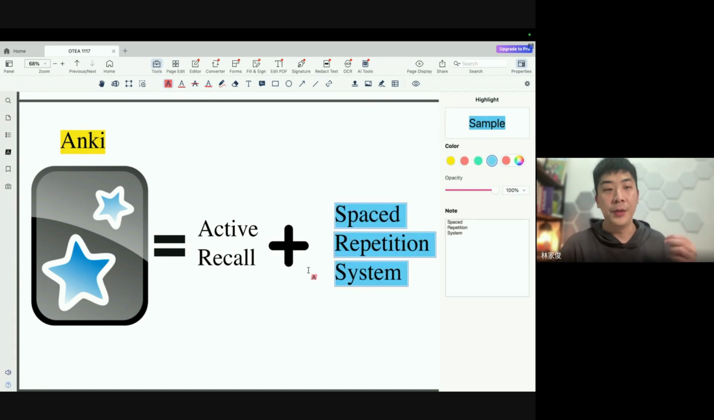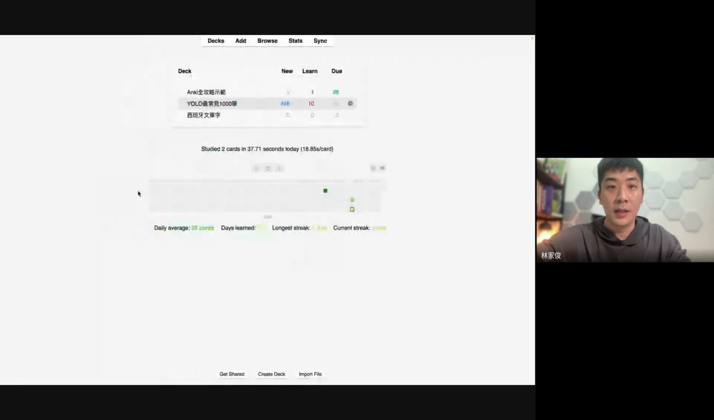So when you're about to forget the information, Anki will present the information to you for you to perform active recall. Okay, here is the surface of Anki. And I just press 1. Okay, if I press study now. Later. And now I have to think, what's the meaning of later? Later, 待会见. So I press show answer.